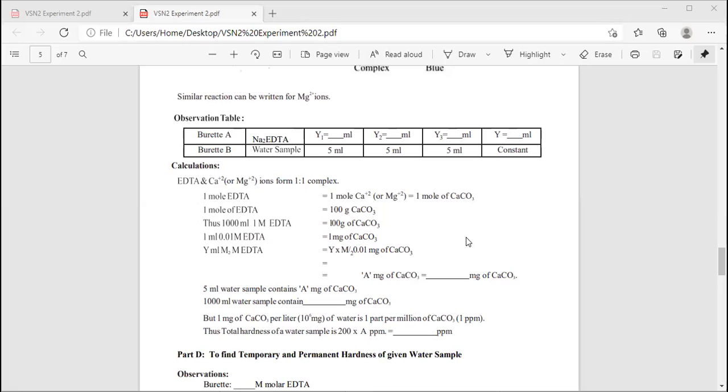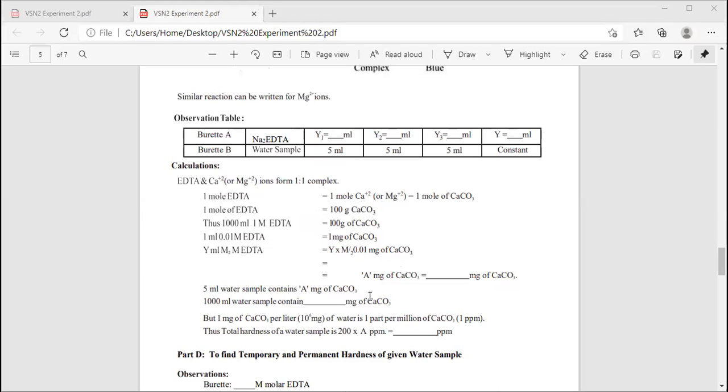So here, how many of you have understood this calculation? Please raise your hand. Only two students have understood the calculation. Shall I explain it again? You want me to explain again?